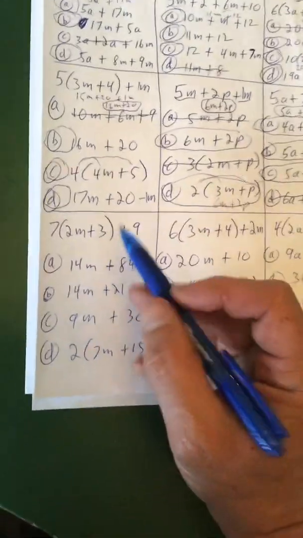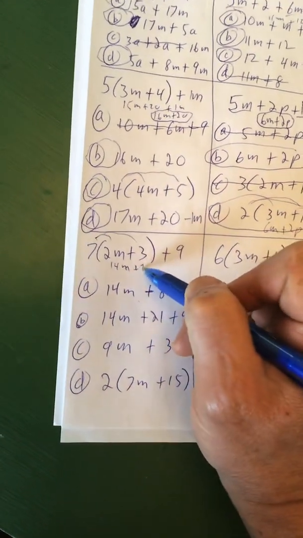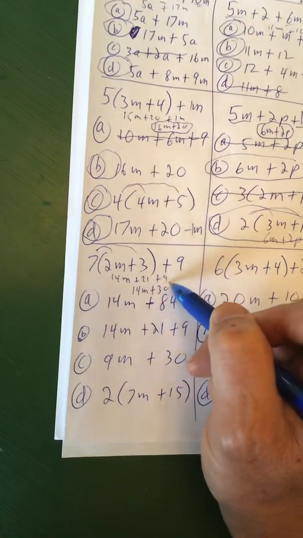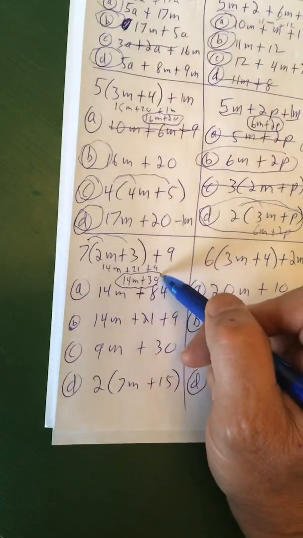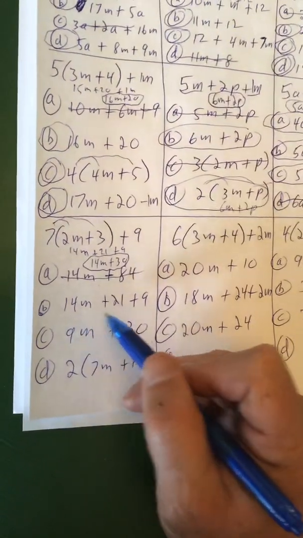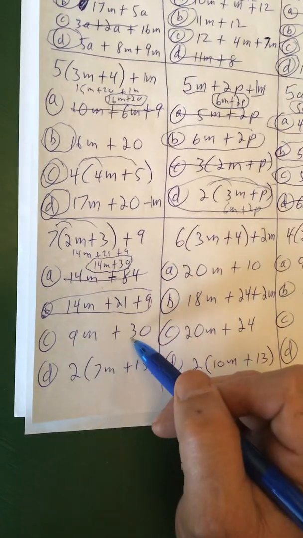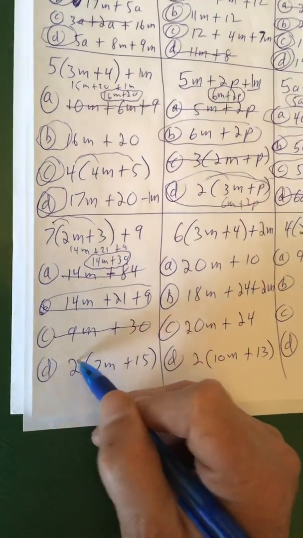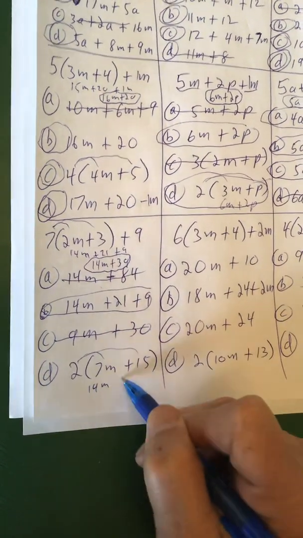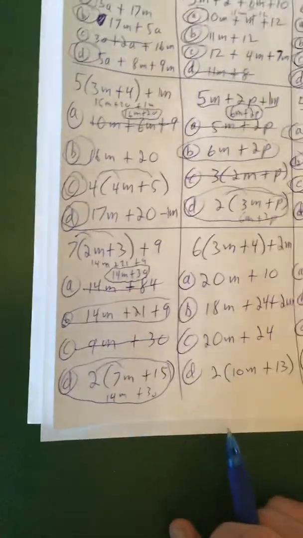So simplify this. I'm going to distribute. That's 14m plus 21 and then plus 9. So that's going to be 14m plus 30 is what I'm looking for. Well, this is 14m plus 84. That's a loser. This is 14m and 21 plus 9 is 30. So that's going to be a winner. This is 9m plus 30. Nope, that's a loser. And here I'll just distribute. That's going to be 14m plus 30. And so yeah, that's a winner. So B and D were equivalent expressions.